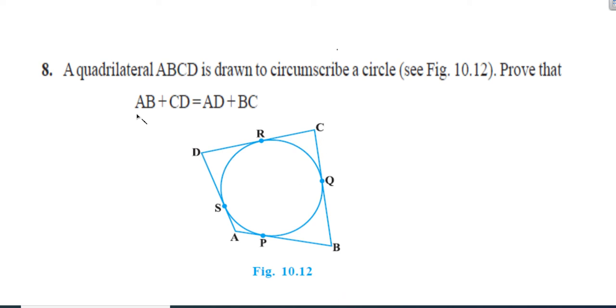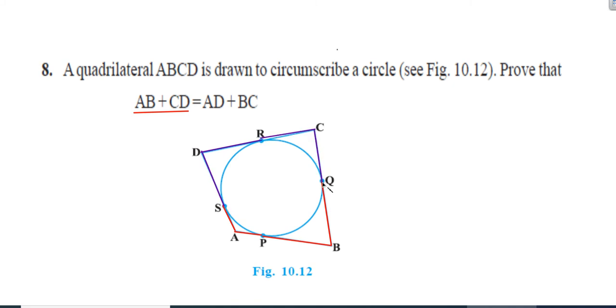Since we want to prove AB plus CD, take side AB. Here you can write AP and AS are equal. So start with AP is equal to AS. They are tangents from an external point. Similarly, next you take PB is equal to BQ. Next you start with the DR. DR is equal to DS and RC is equal to CQ.